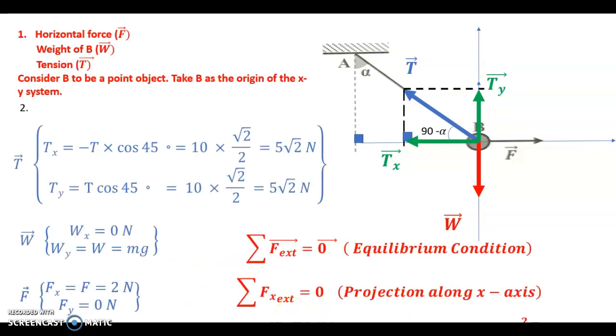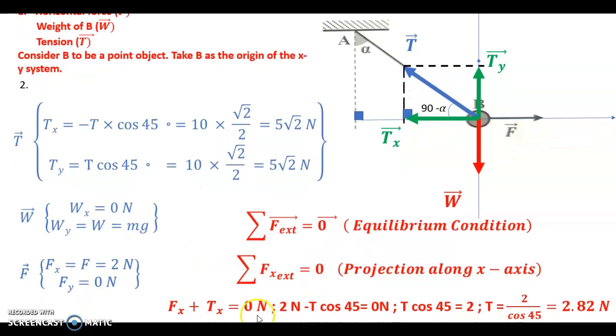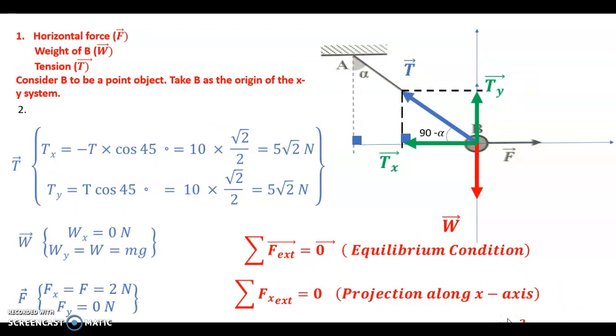So now adding them up, we have Fx plus Tx equals 0 Newton. 2 N minus T cosine 45 equals 0 Newton. Take T cosine 45 to the other side, so T cosine 45 equals 2. Divide by the coefficient of T, so T equals 2 divided by cosine 45, which is 2.82 Newton. Now we need to find the mass of the object.